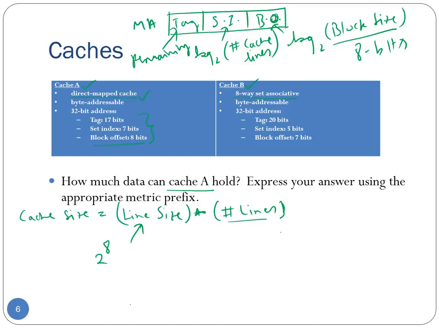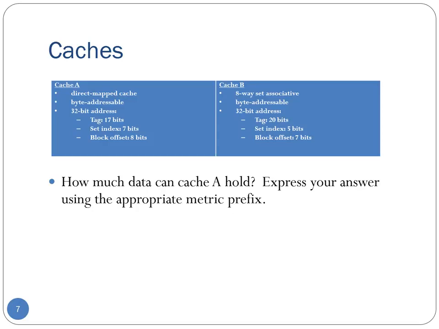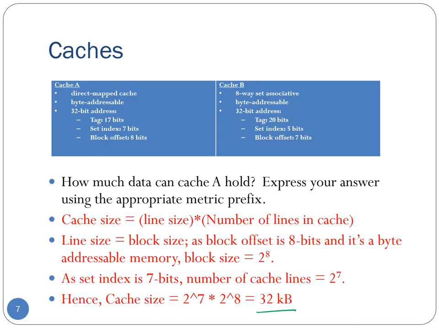And the number of lines we can derive from the set index. The set index is log base 2 of number of cache lines. So if the set index, as the question says, has 7 bits, how many lines should there be in the cache? That would be 2 to the power 7 lines. So the cache size would be simply 2 to the power 8 multiplied by 2 to the power 7, which is 2 to the power 15 bytes. We have to convert this into a metric prefix. This would be 2 to the power 5 multiplied by 2 to the power 10. 2 to the power 5 is 32 and 2 to the power 10 is a kilo, so this is 32 kilobytes. That's the size of this cache. The answer to that question is also given here, so it's 32 kilobytes.